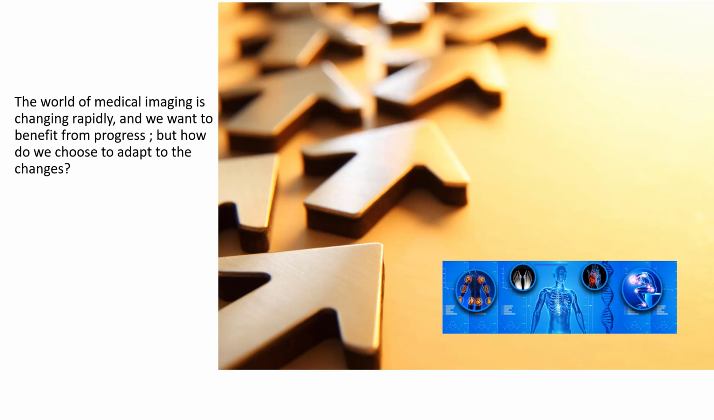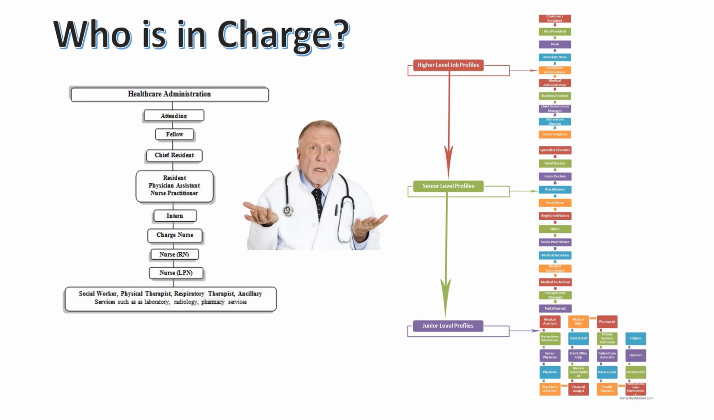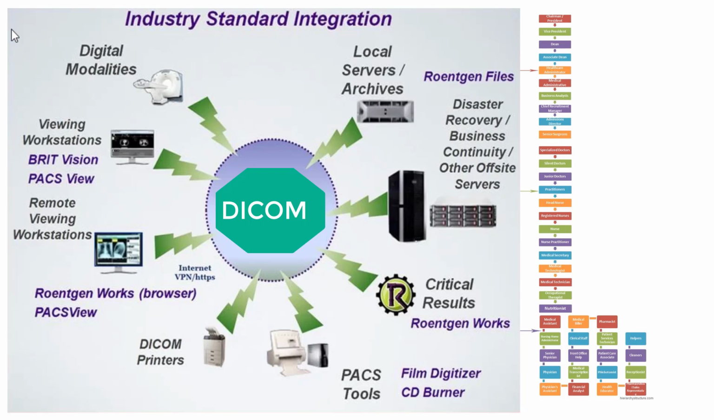The world of medical imaging is changing rapidly, and we want to benefit from progress, but how do we choose to adapt to the changes that are constantly happening within healthcare informatics and those changes that are now being mandated by the federal government? One of the big questions in hospital healthcare in the United States is, very simply, who's in charge from the local level to the national level? Standard policies, procedures, and protocols help us navigate through this chaotic mess called healthcare system information.